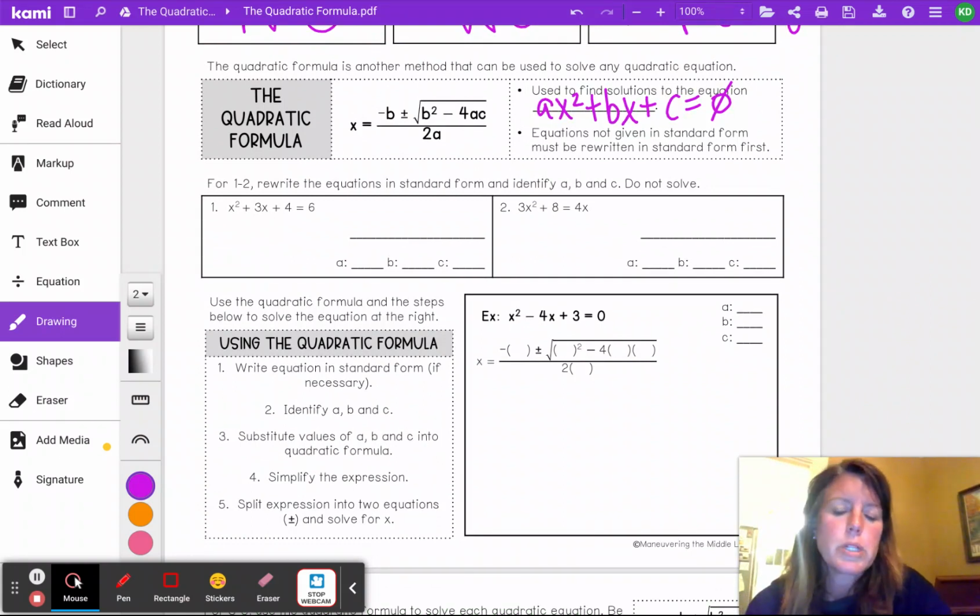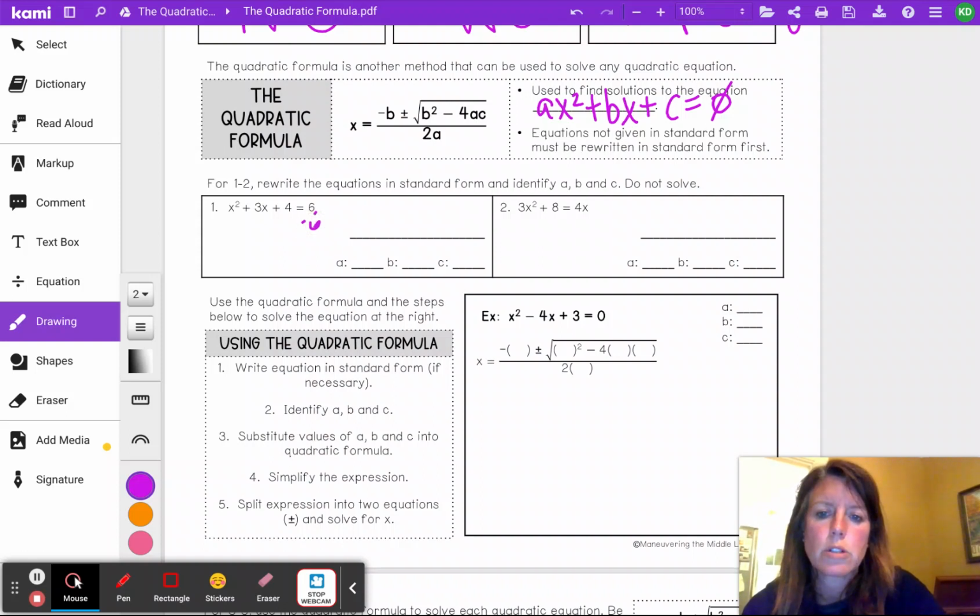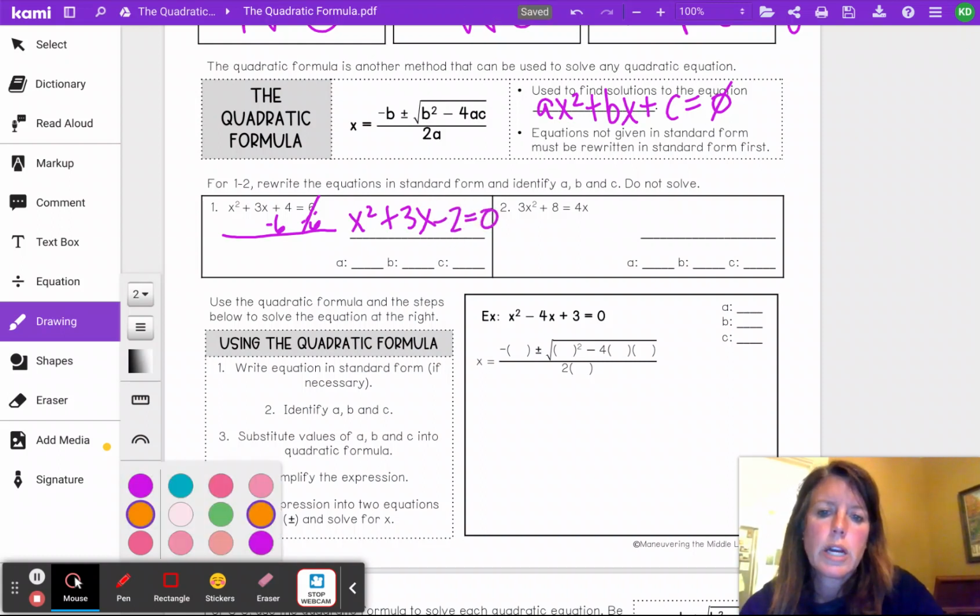So we have x squared plus 3x plus 4 equals 6. To put that in standard form, we need to move the 6 over. So subtract 6 on both sides. And now I'm going to rewrite it over here. We have x squared plus 3x. 4 minus 6 is negative 2 equals 0. So your a value, it's that number in front of your x squared, which is 1. B value is 3. And then C value is negative 2.